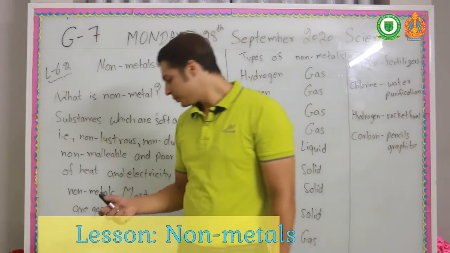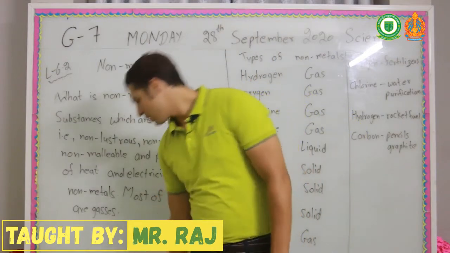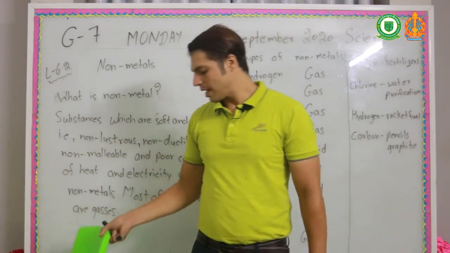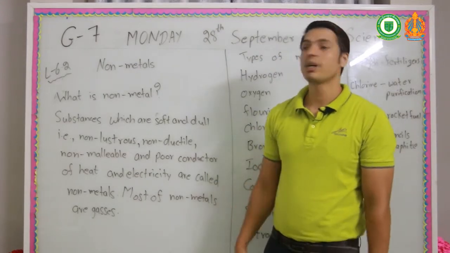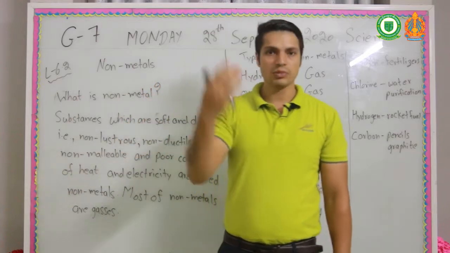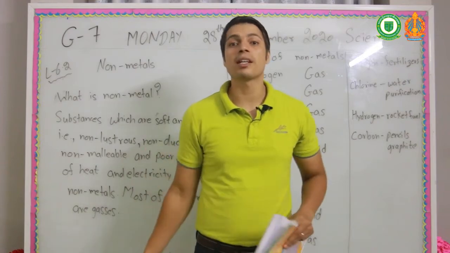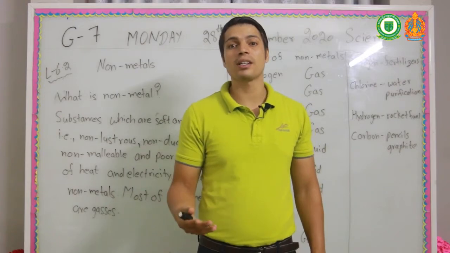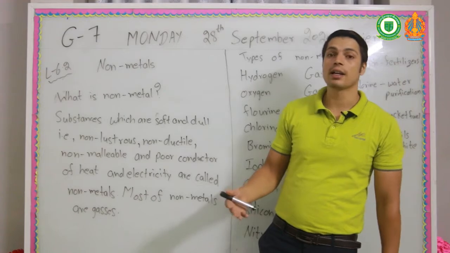That's why plastic is a non-metal. This chair, plastic is a non-metal. Wood is a non-metal, glass is a non-metal. That's why all the cooking pans have plastic handles. We use cooking pans at home, and most of the cooking pans have plastic handles, because plastic is a non-metal and it is a bad conductor of heat and electricity.